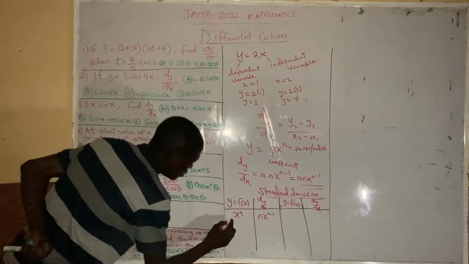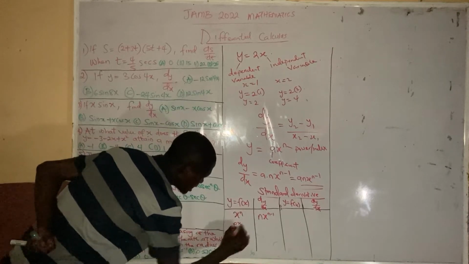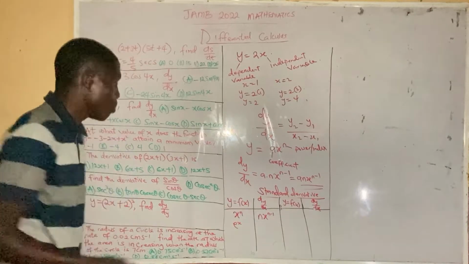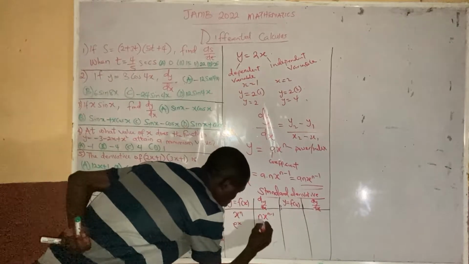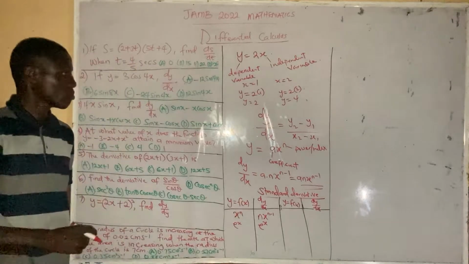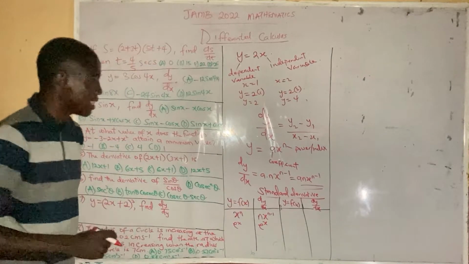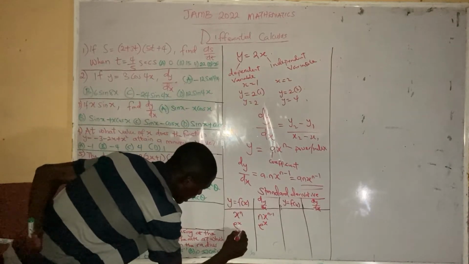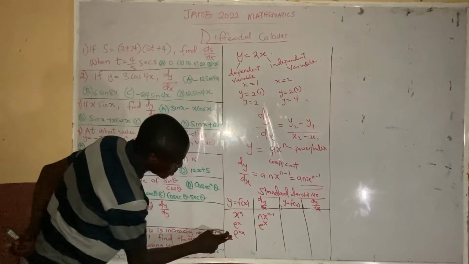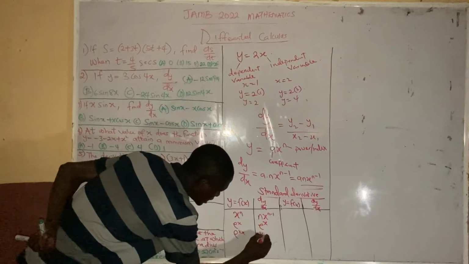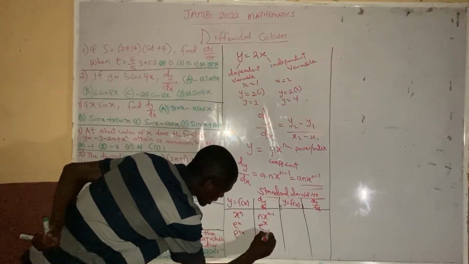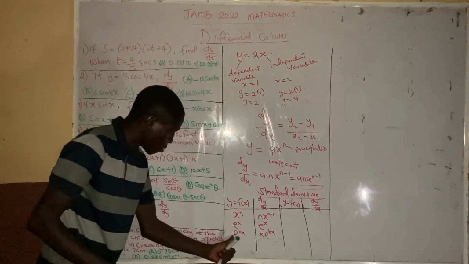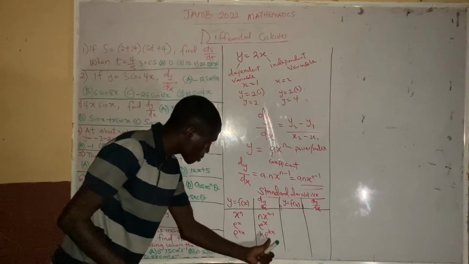Now, if I have another function, the exponential function e raised to power x, when we differentiate this we are going to have e raised to power x. Another function that you need to know is e raised to power kx. Only the constant will come down. The constant will now become k e raised to power kx.